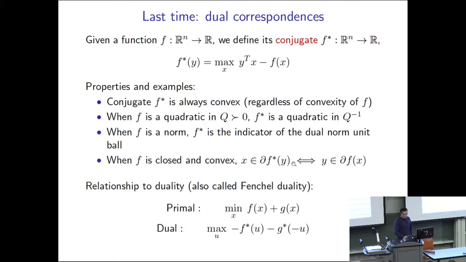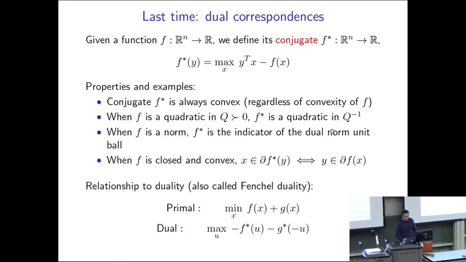And we learned this rule here, that when f is closed and convex, there's this very handy relationship between subgradients of a function and subgradients of its conjugate. If x is a subgradient of f star at y, then that's true if and only if y is a subgradient of f at x. We're going to actually revisit this a bit later in the course when we talk about ADMM and dual decomposition. We're going to see this is an extremely useful fact algorithmically.